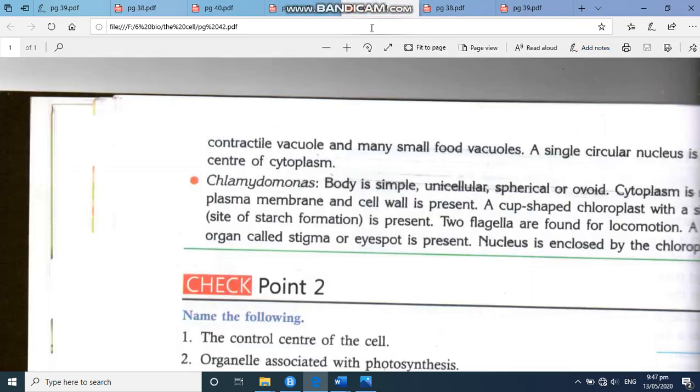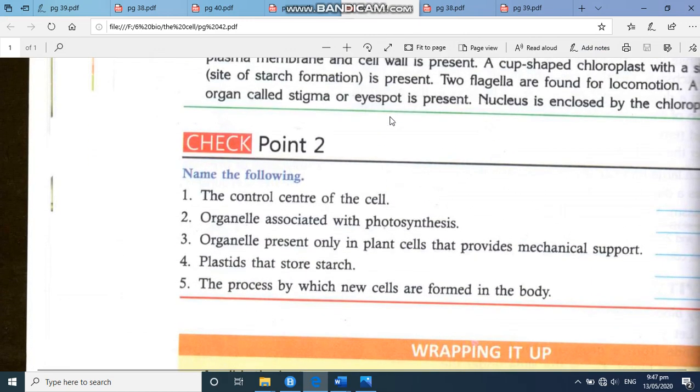Okay, so here we finish your chapter and this is the checkpoint. You can do it on your own. Hope it is clear to you.